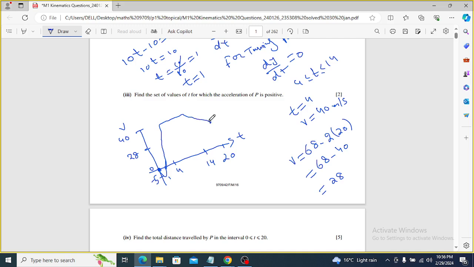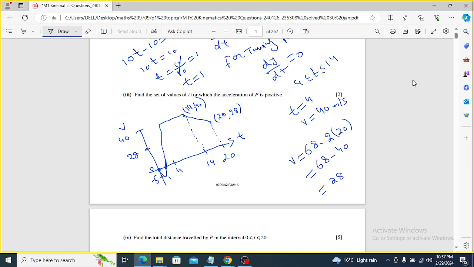So when time is 20, 20, 28, you can draw the coordinates over here. When time is 20, the velocity is 28. When time is 14, the velocity is 40. We are done with our graph. So it was a 3-mark question.